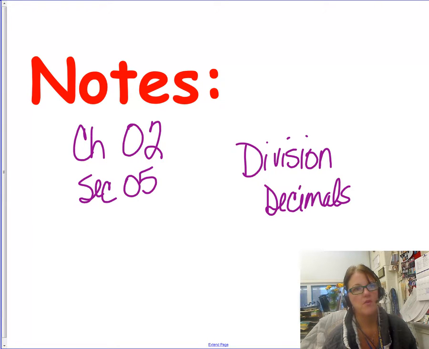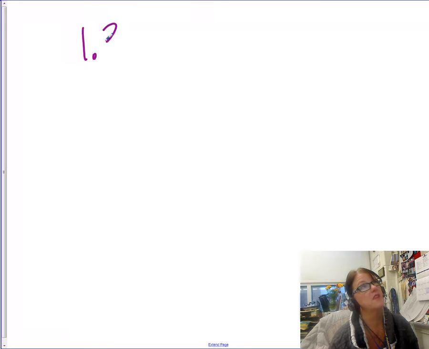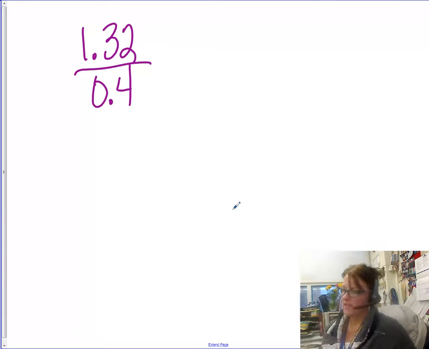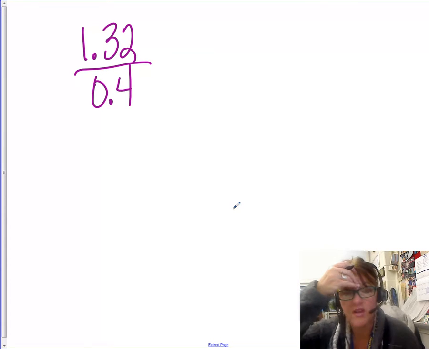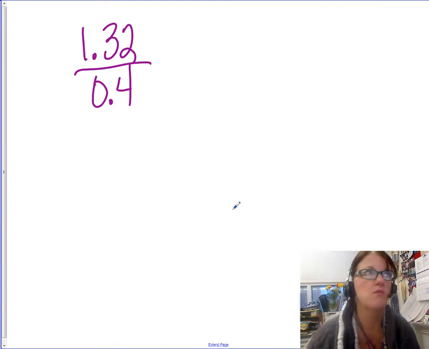So I want you to find this very first problem that looks like this. There's kind of a paragraph on top, and the problem looks like this: 1 and 32 hundredths divided by 4/10. All right. It's really hard to wrap our head around what it means dividing by 4/10. That's a number smaller than 1.